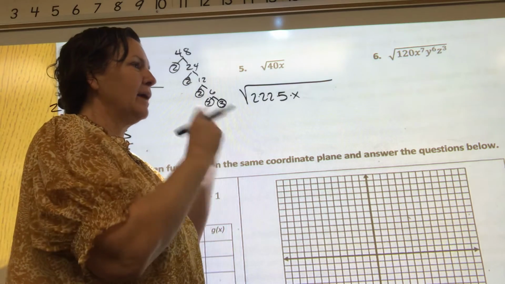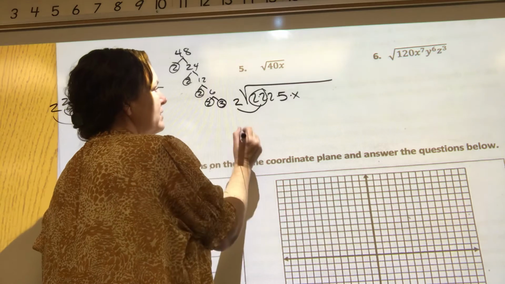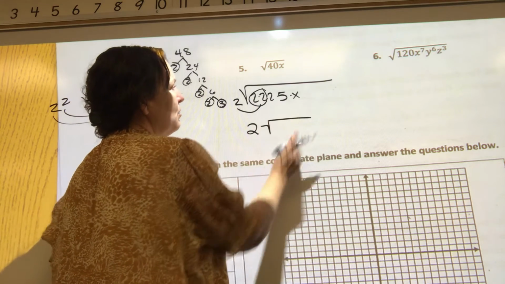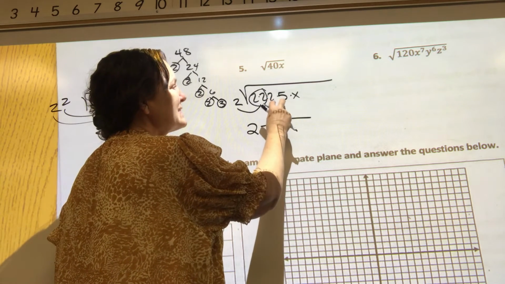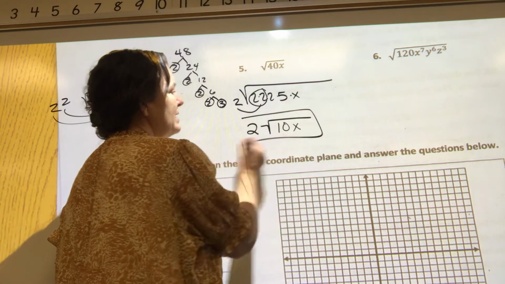Grab a pair. Bring it out. Ooh, there's not much to leave on this one. Uh-oh. We have numbers left inside. We got to multiply them. So 2 times 5 and then an x.